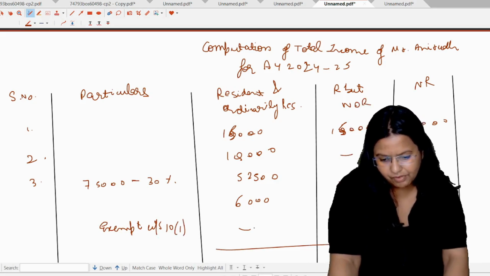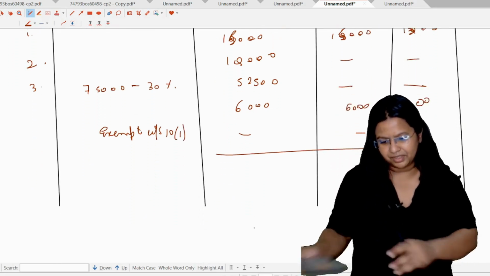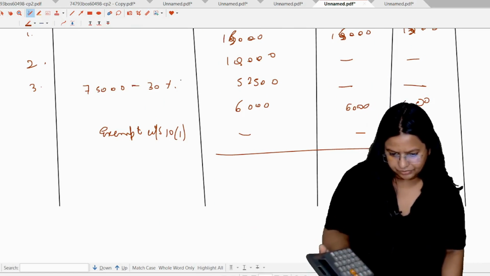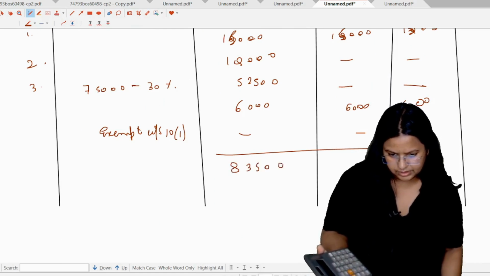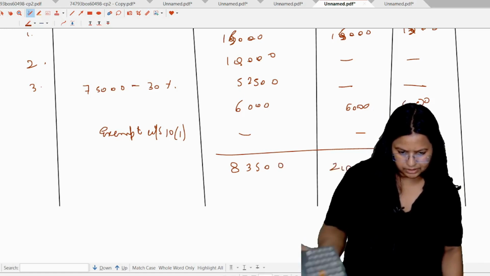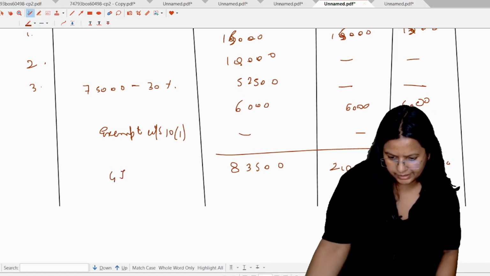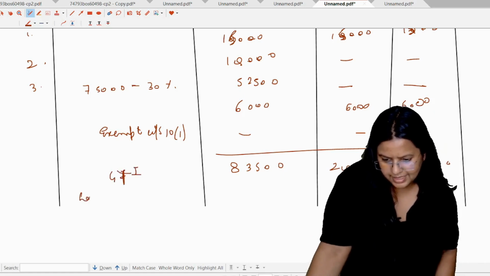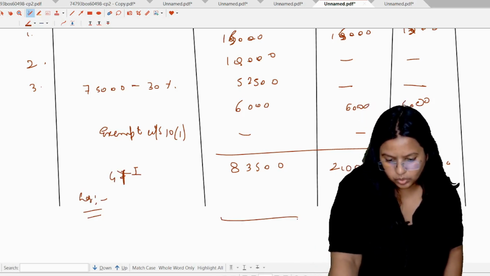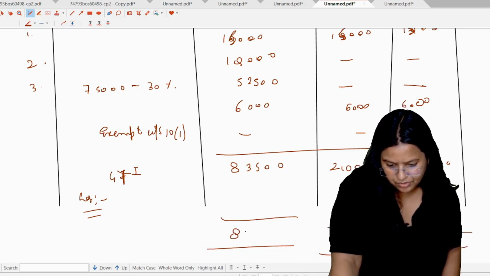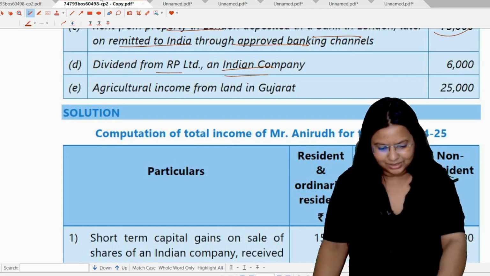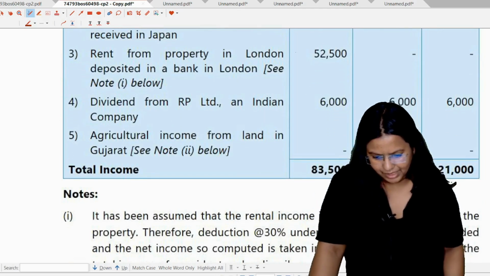You can calculate this: 15,000 plus 10,000 plus 52,500 plus 6,000. Total is 83,500. Then 15,000 plus 6,000, that is 21,000. Again 21,000. So this is the gross total income. Now, is there any kind of deduction under Chapter VI-A, that is Section 80C and so on? No. So the taxable income will be the same: 83,500, 21,000, 21,000. I hope you got this point also. So here we have the answer.